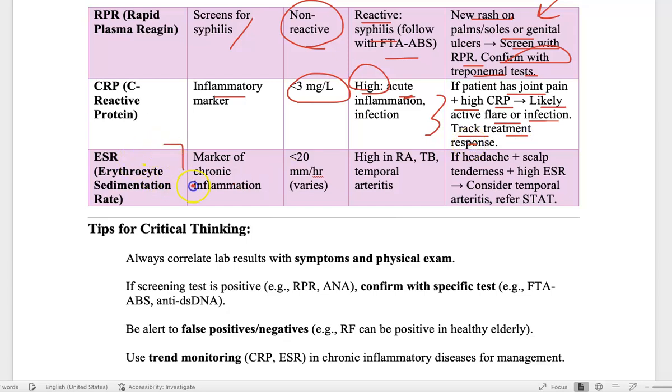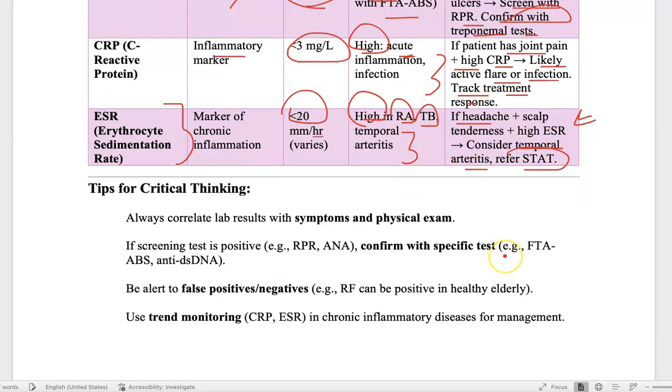Now, what about ESR, erythrocyte sedimentation rate? A marker of chronic inflammation. Less than 20 millimeters per hour is what we want. But if it is high, we know we may have RA, TB, or temporal arteritis. Now, if a patient comes in and says, I have a headache, scalp tenderness, and you check ESR and see a high ESR, you may want to consider temporal arteritis. You have to refer ASAP.